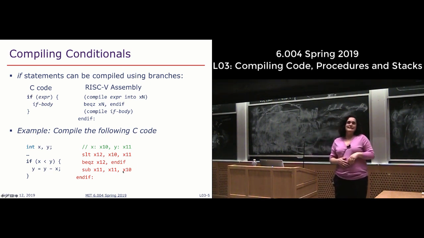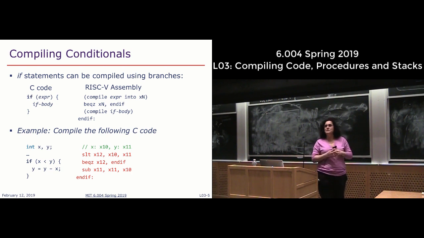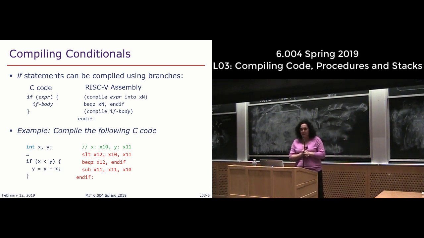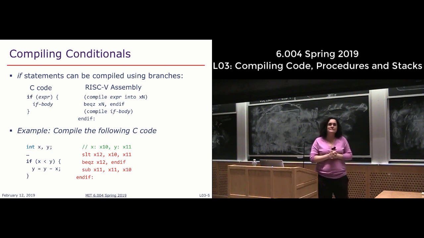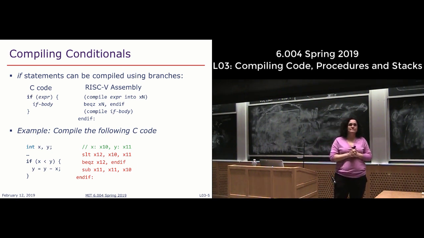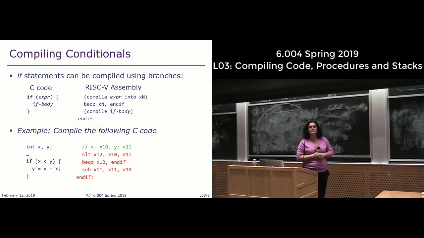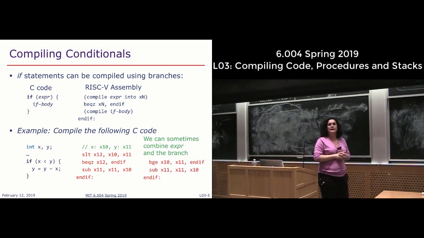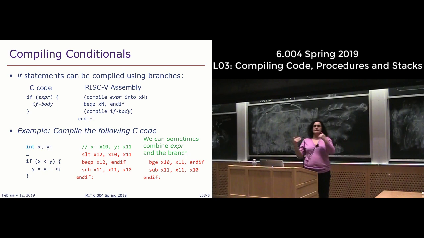And now, you might say, well, I can think of a slightly smarter way to do this. So can anybody tell me how I could have done this with fewer instructions? Instead of using the set less than, what instruction could I have used? Yes? Exactly. So I could have optimized this slightly by directly checking, is x greater than or equal to y? If it is, then I'm not executing my if statement. But if I follow the recipe, I will definitely get correct code.